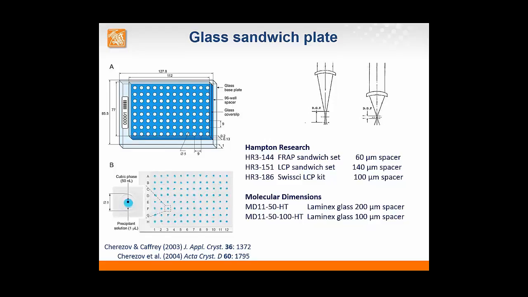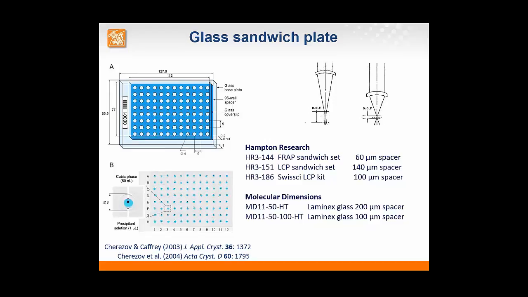And these plates are a little bit different in the way that some of them have, for example, this plastic frame. They might use different glass coating, but one of the most important parameters in consideration of using for FRAP assay is the thickness of the spacer.